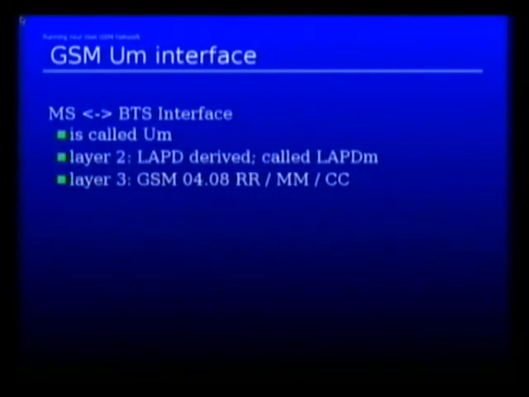Let's look at the individual interfaces, just the ones that are important regarding this running your own GSM network business using OpenBSC and like we're doing here. First, there is the UM interface. UM is the air interface between your mobile station, the handset, and the BTS, the only RF interface specified in GSM. The layer 2 is derived from the LAPD protocol of the wired ISDN world, and the layer 3 is specified in GSM technical specification 04.08, and it handles stuff like radio resource management, mobility management, and call control.